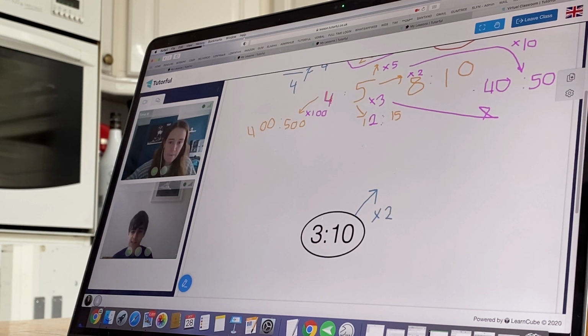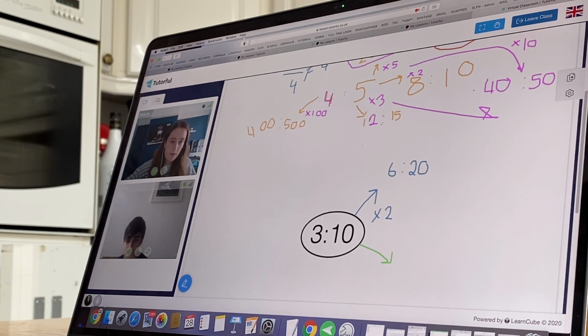What do we get? 6 and... Multiply 3 by 6 and 5, no, 10. 20. 20, yeah? Because we do 3 times 2 and 10 times 2. So both of them have to be multiplied by the same.